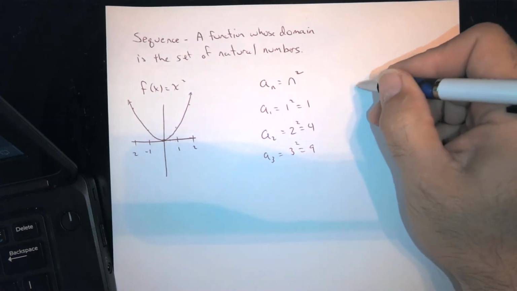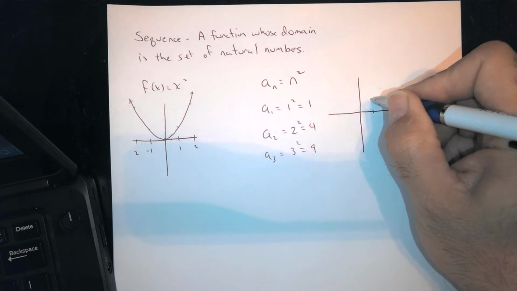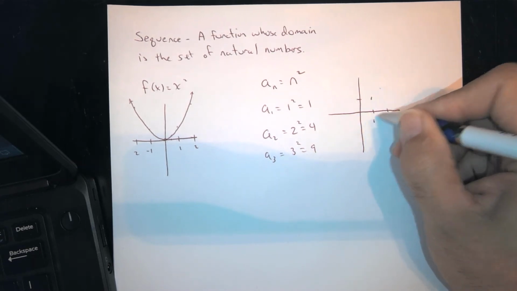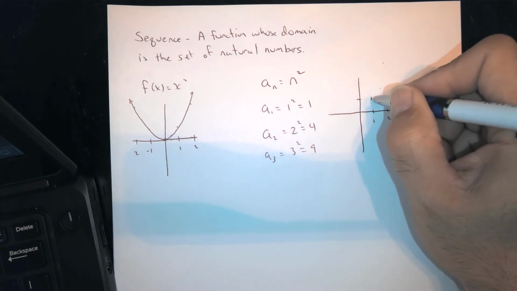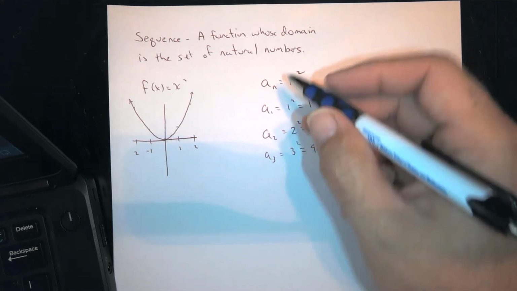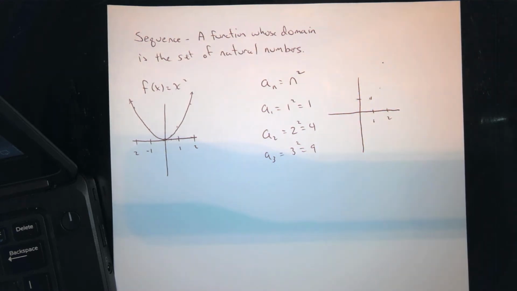And then when we go to graph this thing, here's what it's going to look like. You'll have 1, 1, which is right here, this point. You'll have 2, 4, which is this point. So there are just going to be these points, and you don't connect them with a smooth curve because the only numbers that you're plugging in here are the natural numbers.